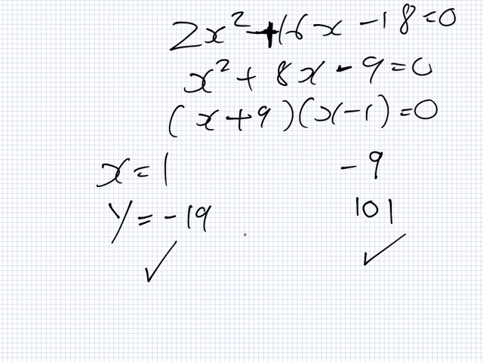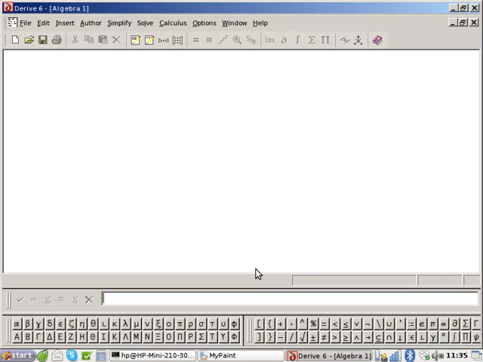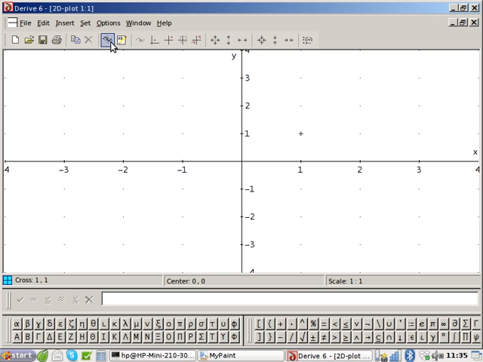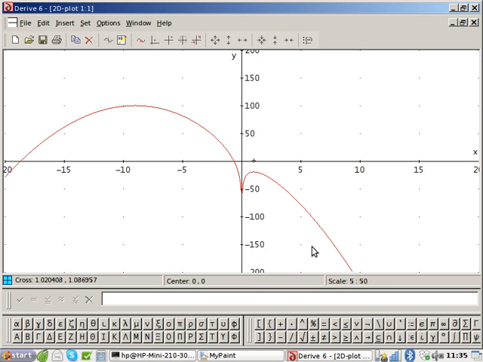So I want to draw this graph to show you what it looks like. You don't need the graph for the exam, but it is good that you see the graph here to see what's happening. y equals log x to the power 18 minus x squared minus 16x minus 2. So let me graph that for you. Zoom out a bit. Guys, please, I'm showing you something here.